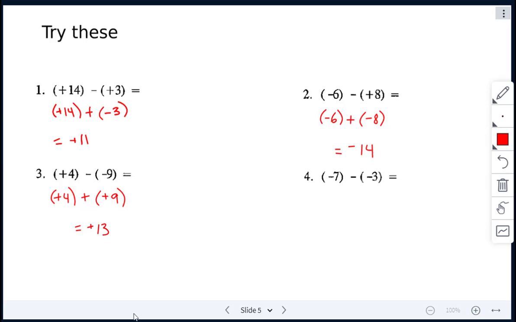So our last question here, we have negative 7 minus negative 3. So we keep our first integer the same. Now we're going to add the opposite. So add, and the opposite of negative 3 is positive 3. So we have negative 7 plus positive 3. So we're going to subtract using our addition rules. And our numerically larger number is 7, so it becomes negative 4. So we subtracted 7 and 3, and we take the sign of our numerically larger number, so it's a negative 4.